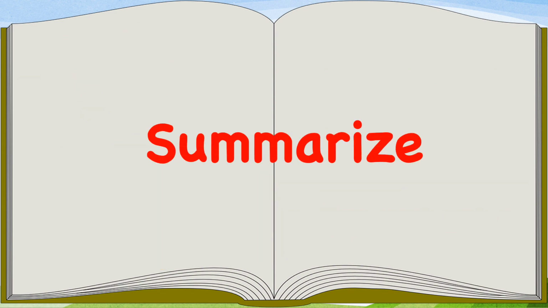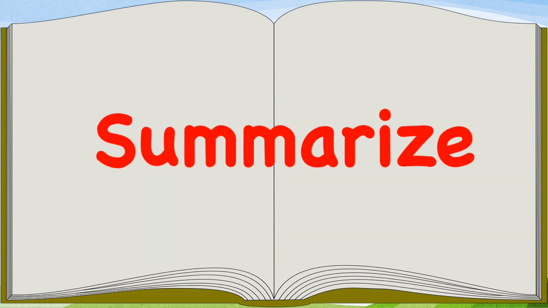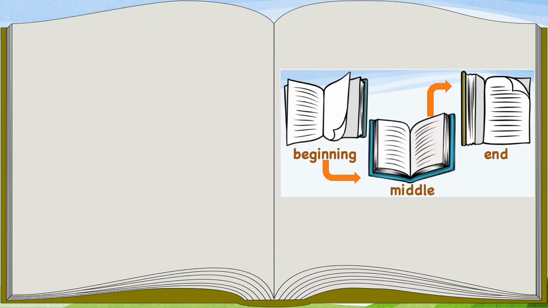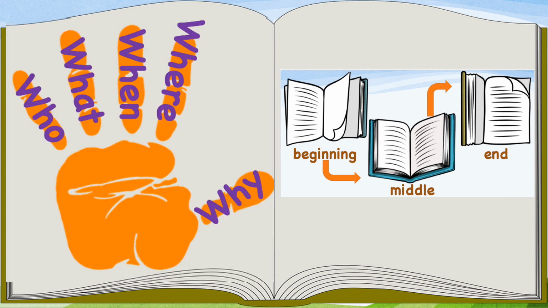All right, little ones. Remember, when we summarize, we tell a long story in a short way by only telling the important events. We can do this by telling the beginning, middle, and ending of a story, or we can use our hands to tell who, what, when, where, and why.